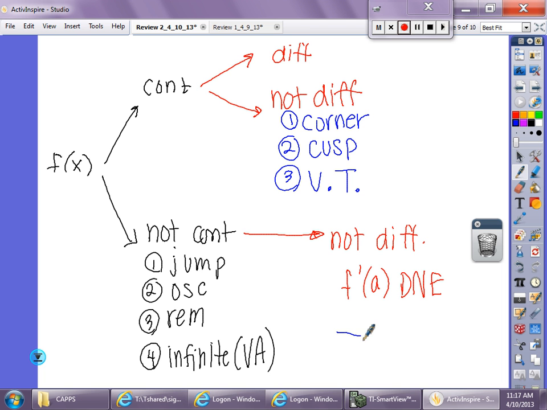On your sign charts, remember, we always say, if the function is not differentiable, we put our undefined. But if the function is not differentiable because it's got a discontinuity, we cross it out. This is a cusp, corner, vertical tangent. This is a discontinuity. You want to label your sign chart specifically that way so you don't forget.